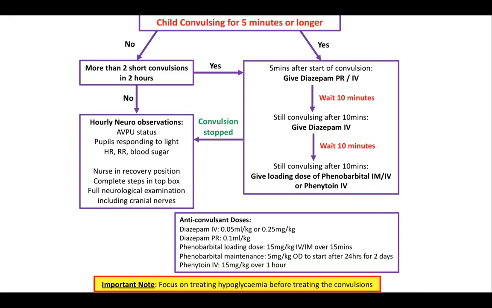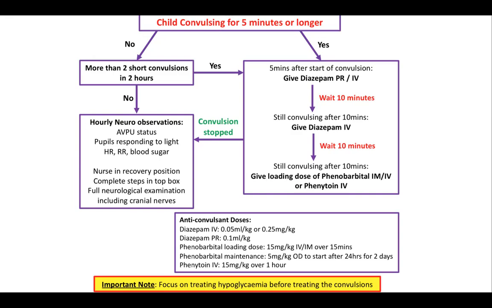And then we wait for another 10 minutes. If the patient is still convulsing after 10 minutes, which means diazepam is not very effective, we need to give a loading dose of phenobarbital. It's either IM or IV, or we can also give phenytoin, depending on which medication you have.